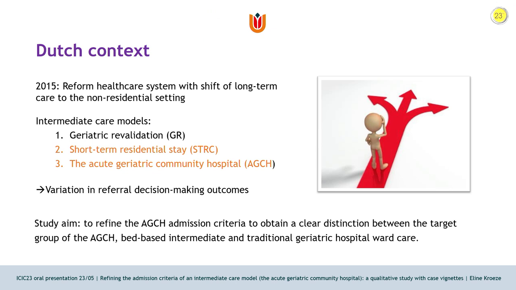And to ensure that referral decision making is done right and that patients receive the right care at the right place, so that they are referred to the right place, the aim of this study was to refine the admission criteria for the acute geriatric community hospital, in order to also get a clear distinction between the target group of the acute geriatric community hospital and the other geriatric models.